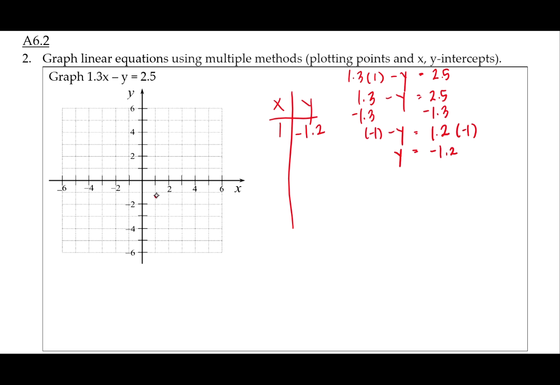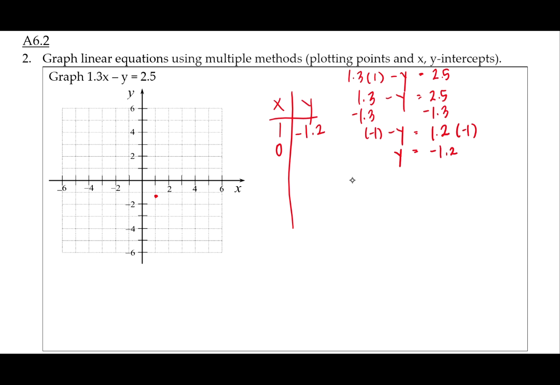Next, we're going to try another value for x. A good idea often is to use x equals 0. This will find the y-intercept for us. The y-intercept is the point where the line crosses the y-axis. The y-axis is where x equals 0.